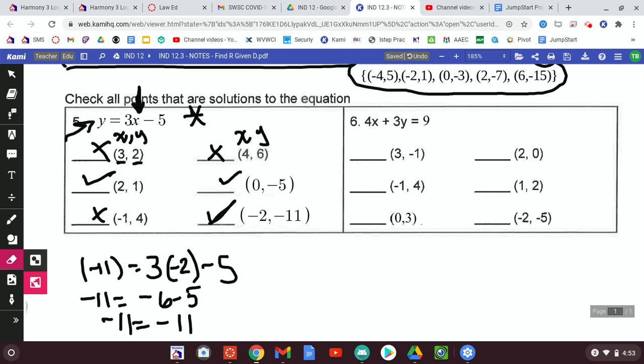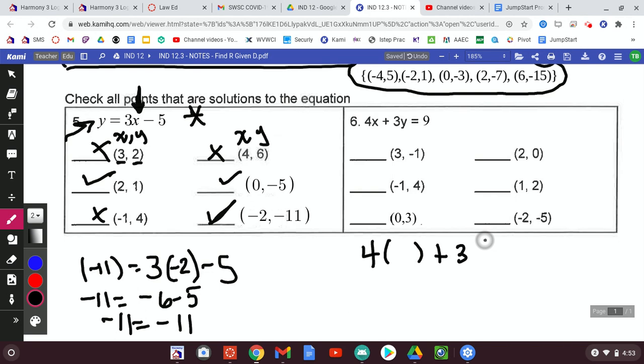All right, last example, and then we are done. Same thing, okay? We've got this equation, and we've got 4, and we've got a spot for the x, plus 3, a spot for the y, equals 9. So our first point is (3, -1), and this is the x, and this is the y. Make sure you plug them into the right spot.